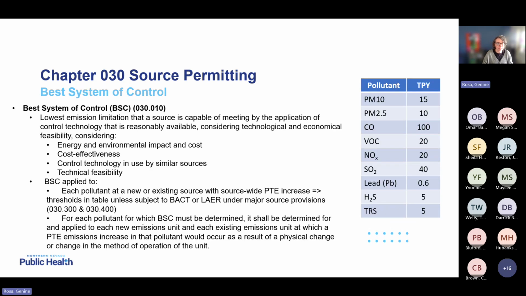Let's see. The best systems of control. So a new minor source or modification must apply this if their regulated pollutant has a PTE that's greater than any of these thresholds in this table. This slide, I think, was in workshop number 2. We are going to be coming out with some more detailed guidance on best systems of control, but the high level is right here.